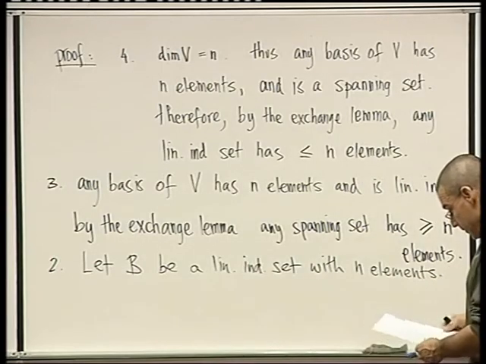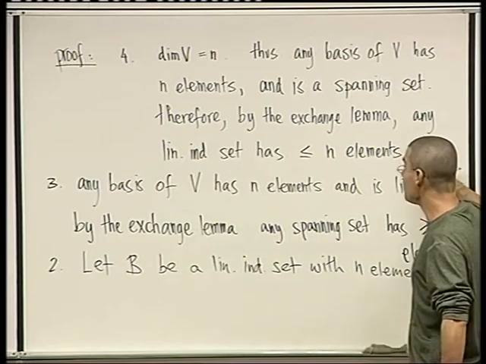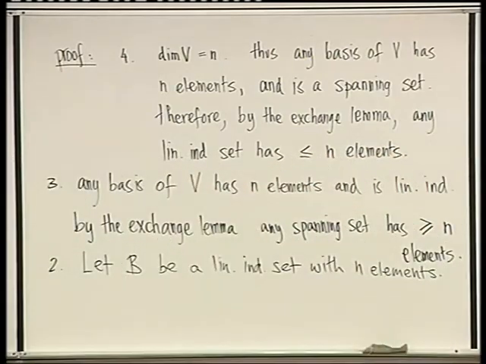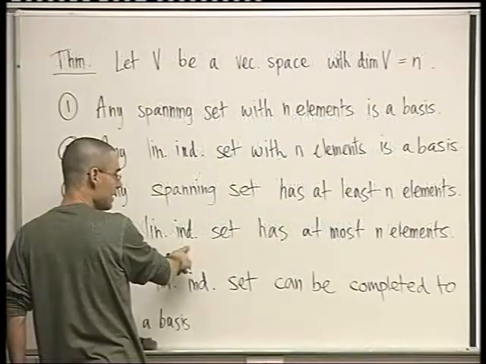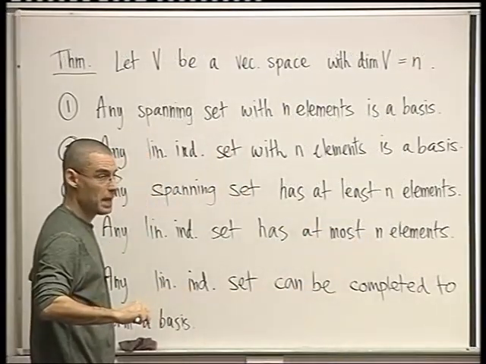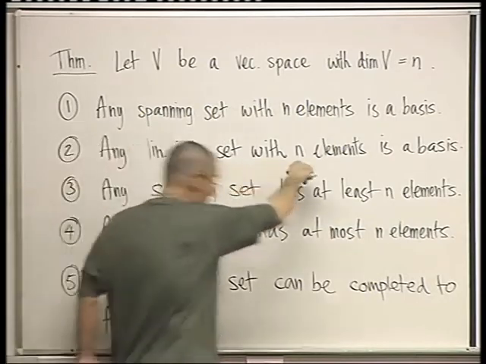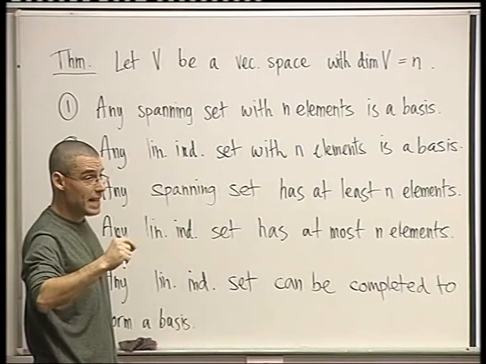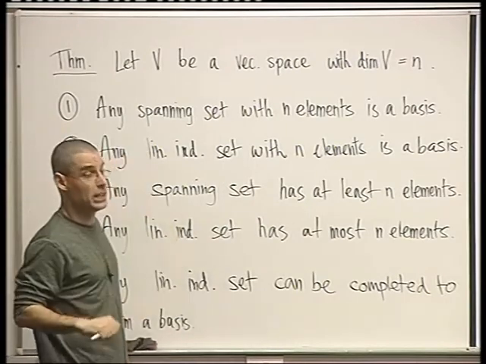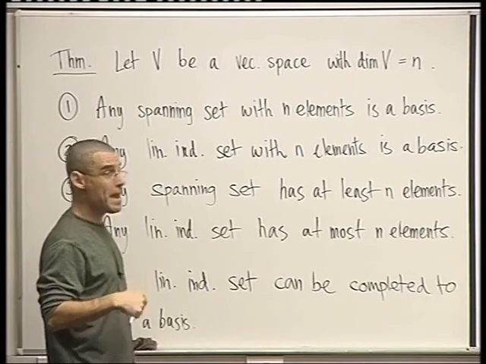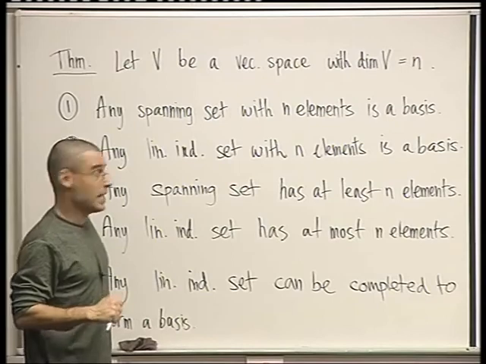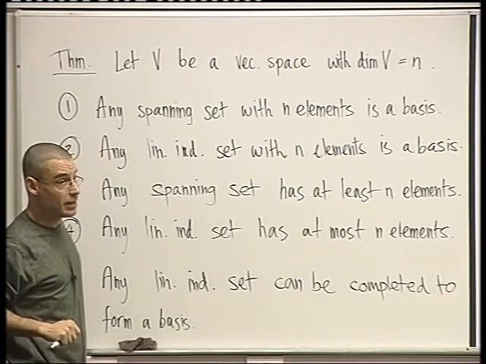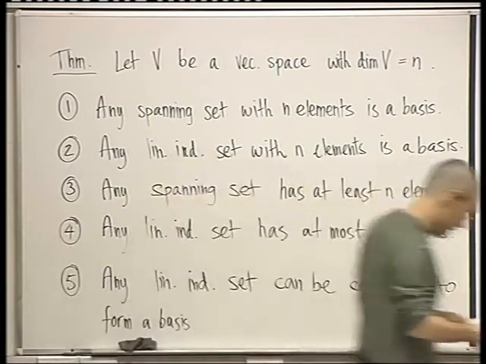But by part 4, B has n elements. Let's look at the theorem again. Part 4 said that any linearly independent set has at most n elements, right? Now we're taking a linearly independent set with n elements. That's the at most. We're taking a linearly independent set that has the maximal number of elements it could have and still be linearly independent, right? So it's what we called a maximal linearly independent set. And now I'm going to refer to a previous theorem again. A maximal linearly independent set is a basis. Remember that theorem?